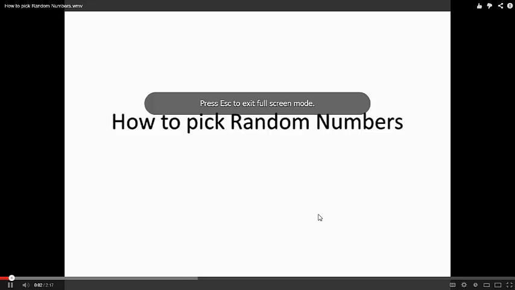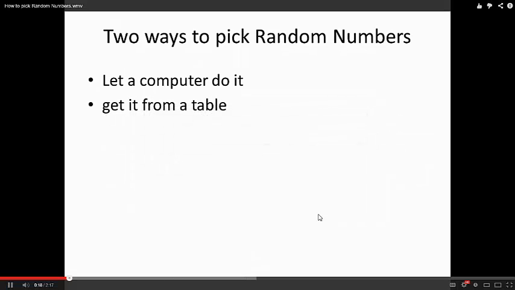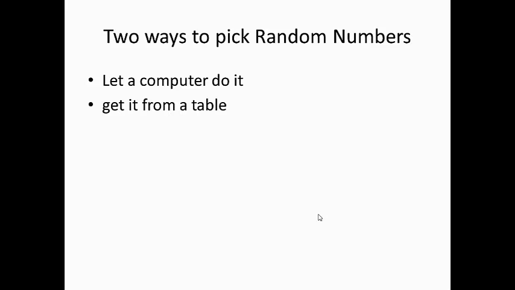Okay, today let's figure out how to pick random numbers. It's not complicated at all, and let me show you how. There's two ways to do it. You can let a computer do it, or you can get it from a table. Computers do it for you all the time. You can get calculators with a RAND button, or if you ever play slot machines, the new electronic ones, they're just big random number generators is what they are. But let's try and get it from a table.